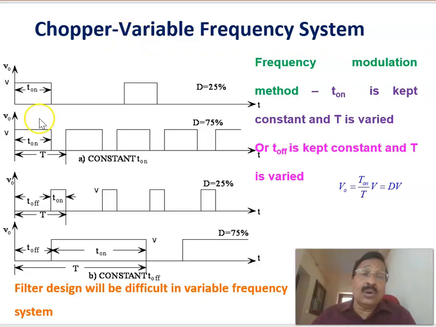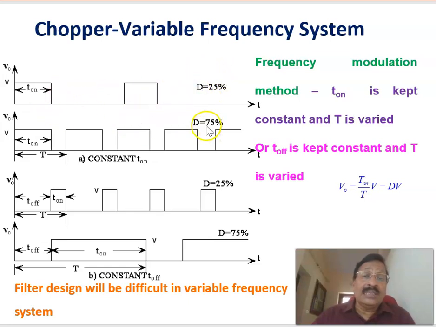The second method is called variable frequency. In the second method of control, the variable frequency system, the chopper can be controlled by changing the frequency. Changing the frequency means the time period is changed. For example, here, this is the time period and the on period is this much. Therefore, the duty ratio is T on divided by T, equal to 25%.